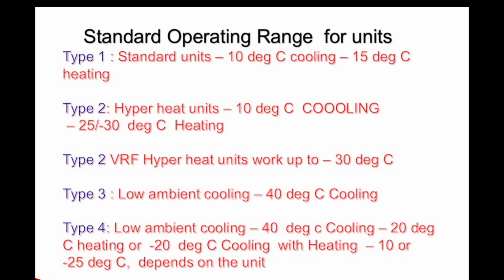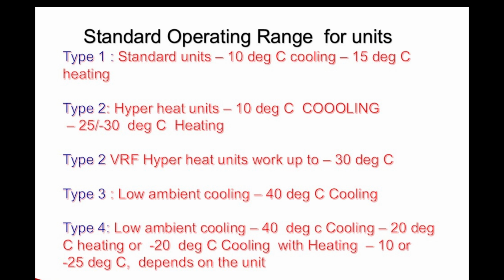Type 2. Low ambient heating unit, summertime cooling and wintertime heating operation. For this type of application, you need a unit that can operate efficiently in heating mode under extremely low conditions. A hyperheat unit can function at temperatures as low as minus 25 degrees Celsius, maintaining about 80% of its capacity. In VRF systems, hyperheat units can perform even at temperatures as low as minus 30 degrees Celsius.